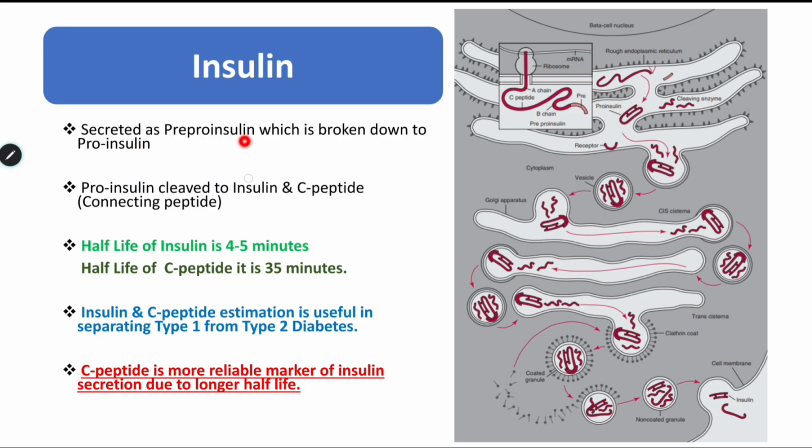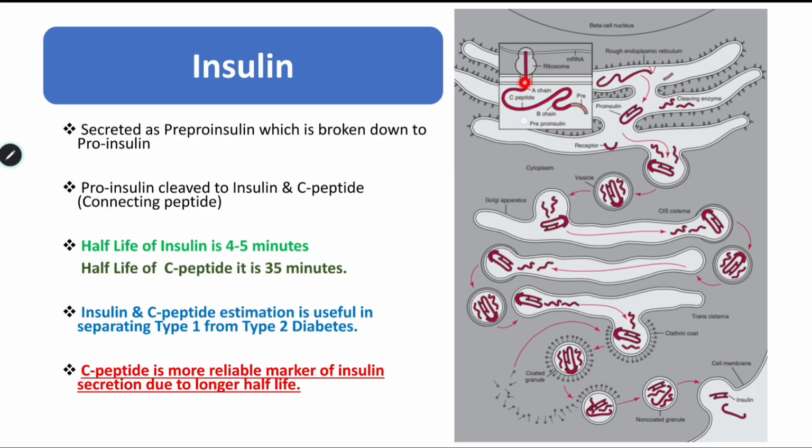Insulin is secreted as pre-proinsulin, which is broken down to proinsulin. Proinsulin is converted to insulin and C peptide, the connecting peptide. Half-life of insulin is 4 to 5 minutes. Half-life of C peptide is 35 minutes. Insulin and C peptide estimation is useful in separating type 1 from type 2 diabetes. C peptide is a more reliable marker of insulin secretion due to its longer half-life.